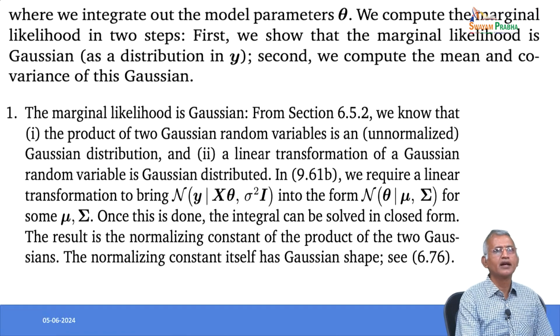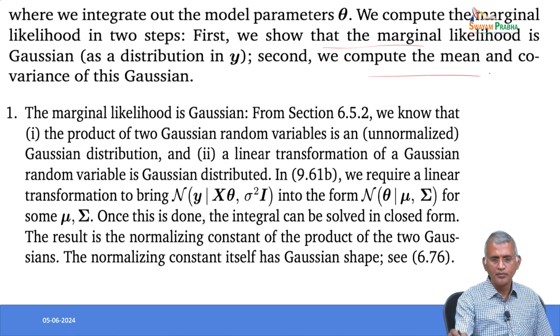So, we integrate out the model parameter theta. We compute the marginal likelihood in two steps. First, we show that the marginal likelihood is a Gaussian. Second, we compute the mean and covariance of the Gaussian. So, the marginal likelihood is Gaussian.